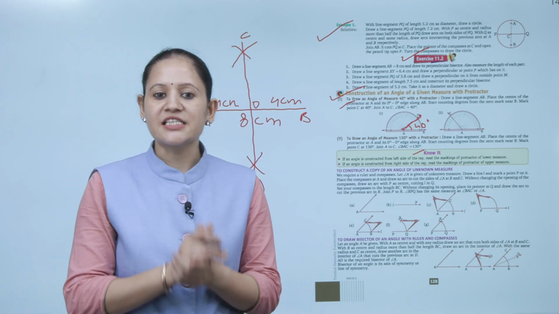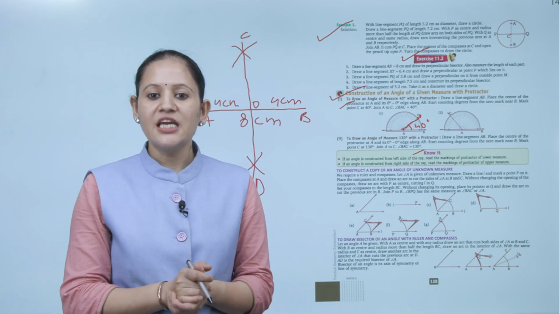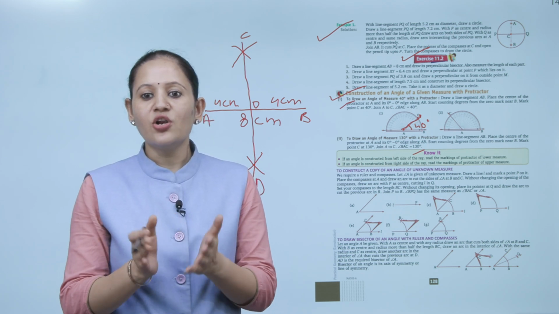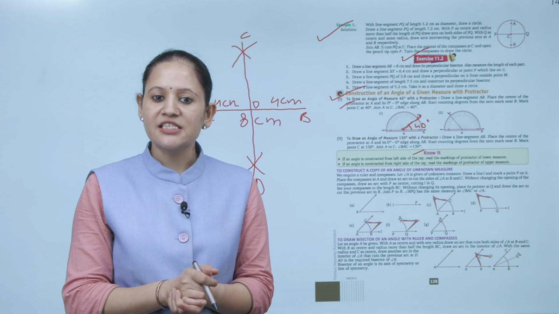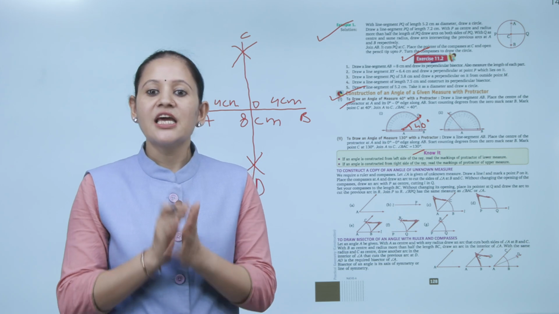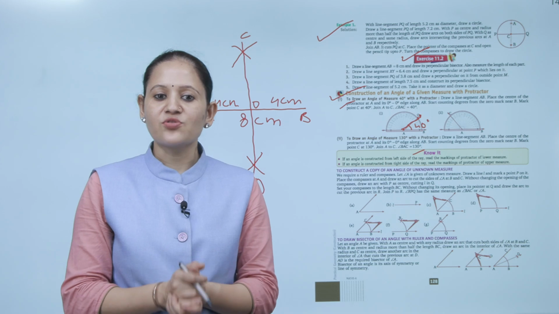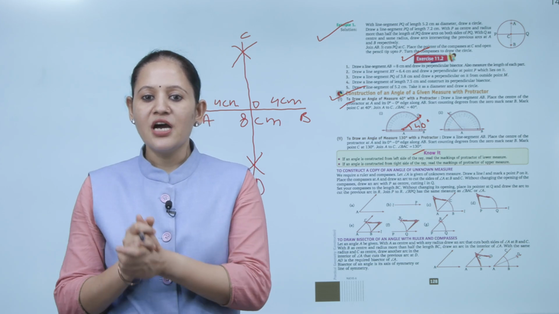If an angle is constructed from the left side of the ray, read the marking of the protractor of the lower measure. If an angle is constructed from the right hand side of the ray, read the marking of the protractor of the upper measure. Clear? Next is to construct a copy of an angle of unknown measure.